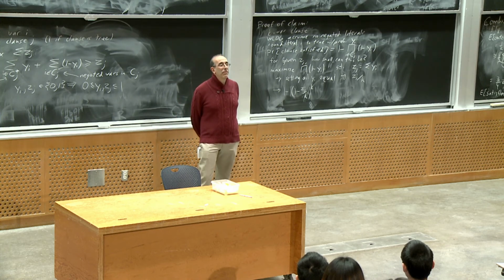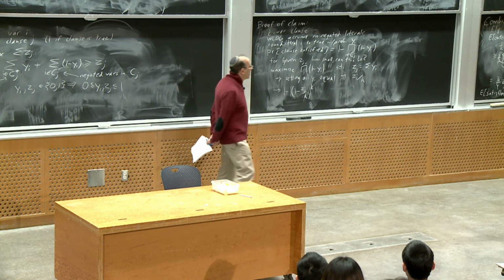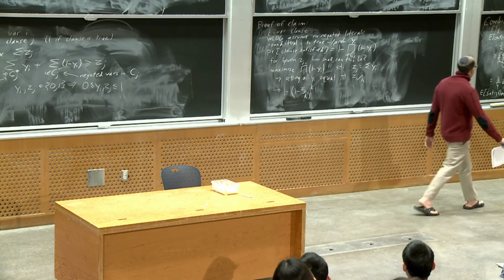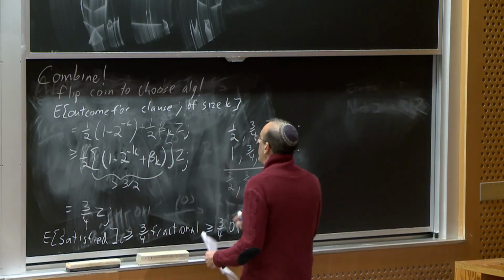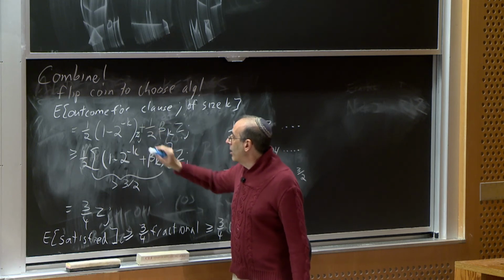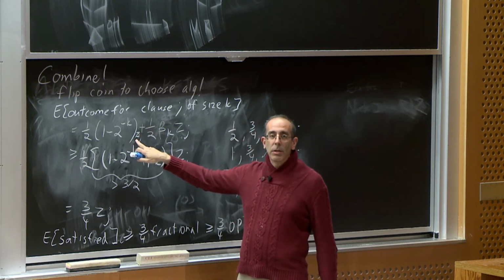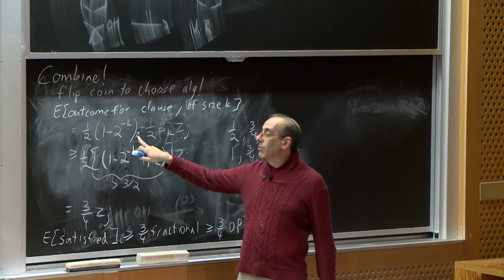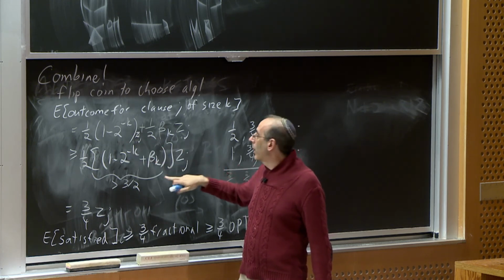Yes? To pull the zj out like that? Because of linearity of expectation? Or sorry, what I did here was I simply said that I can add a zj here because this just makes this quantity smaller, because zj is at most 1. Once it's here, I can pull it out. Okay?